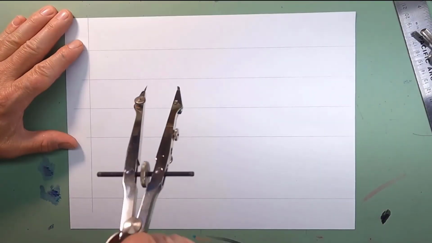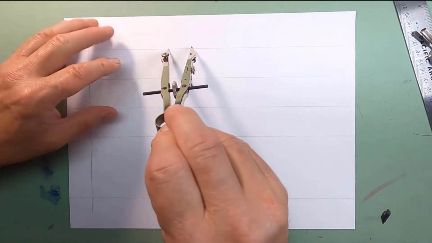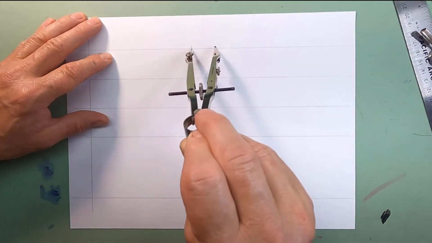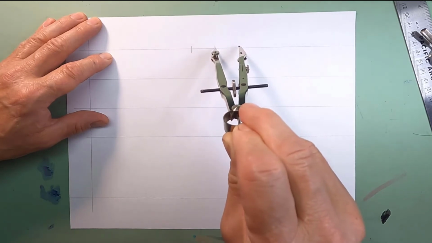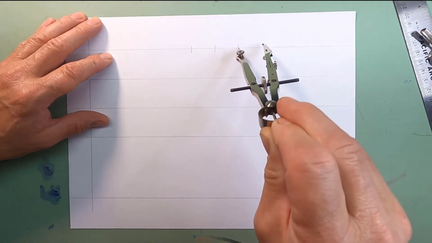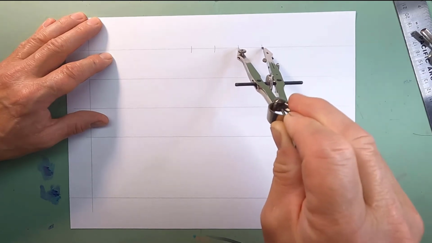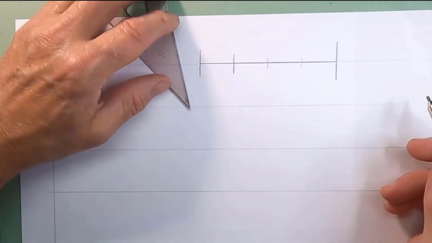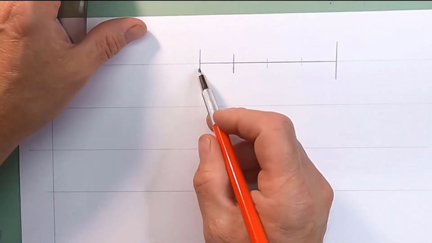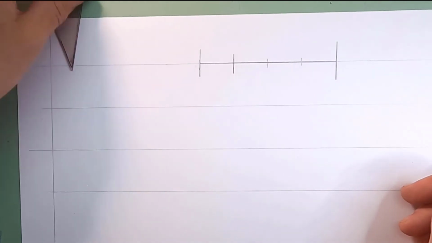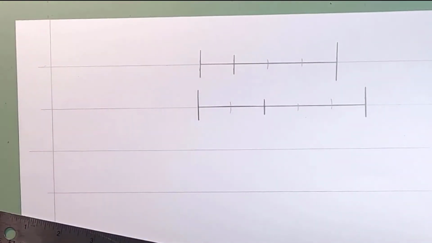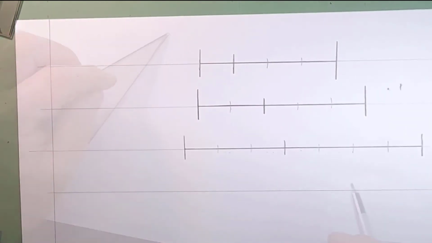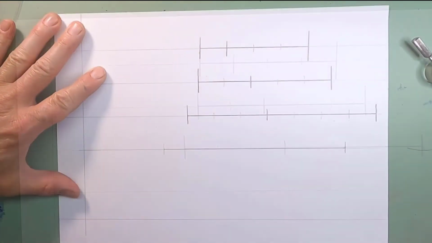That leads us to other ratios. Of course, there are many other ratios, and these ratios can easily be created stepping off dimensions with your compass. One to 3, 2 to 3, and 3 to 4.